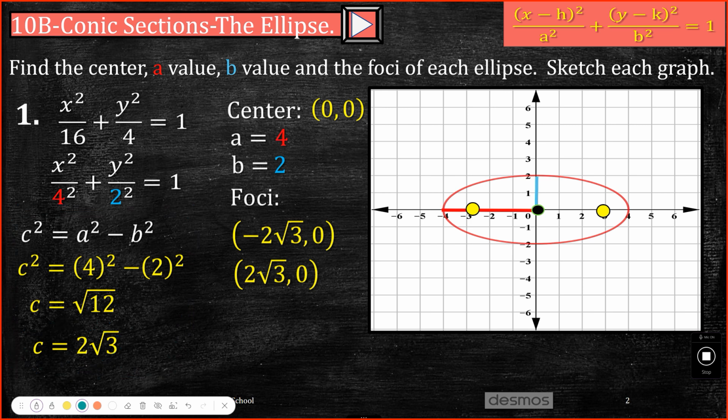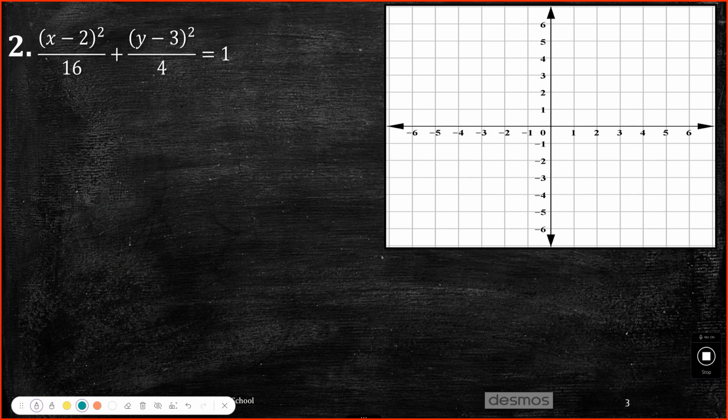All right, let's go to number 2. Now that we hopefully know how to do this. It has to equal 1, so therefore this is an ellipse. There's a plus in between them, for sure. It has to equal 1, and there has to be a plus between them.